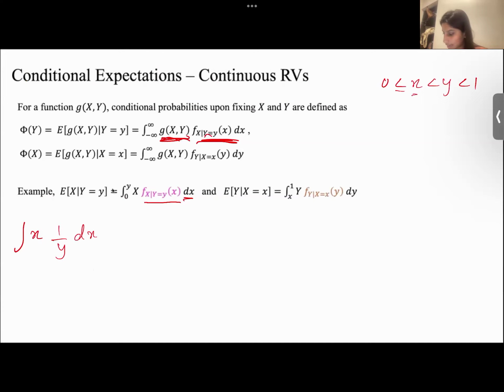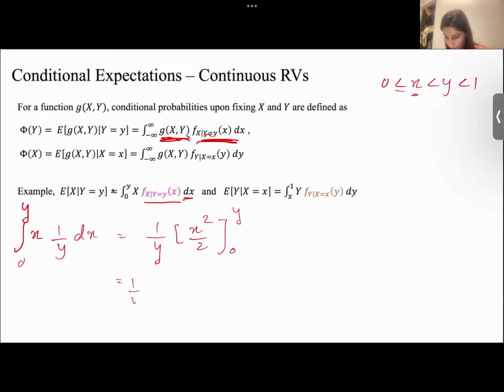So dx, x takes a limit 0 to y. Because you're doing this in terms of dx, any term that has a y is a constant. So you bring this out of your equation. And when you integrate x, you'll have x square by 2, 0 to y. And now what happens?